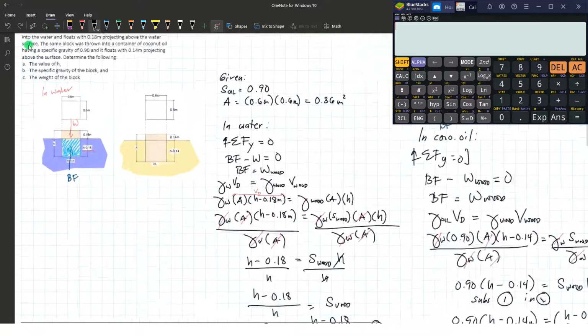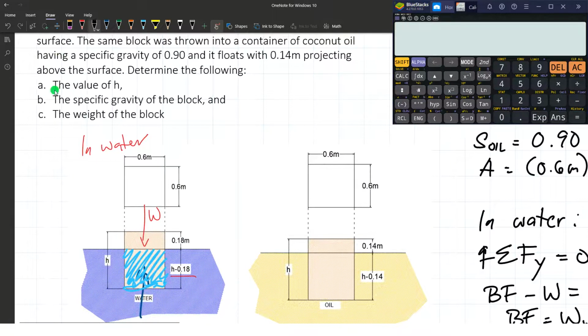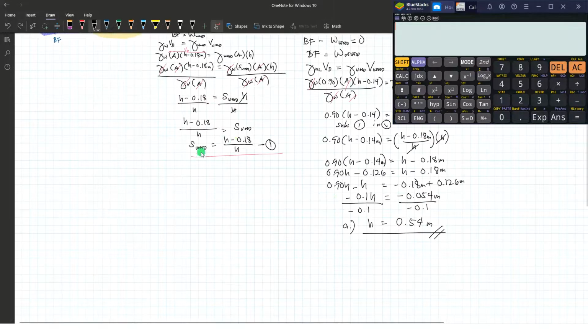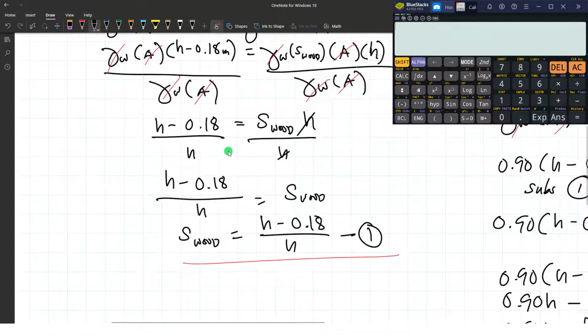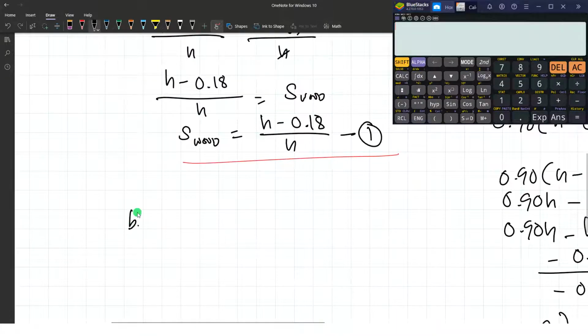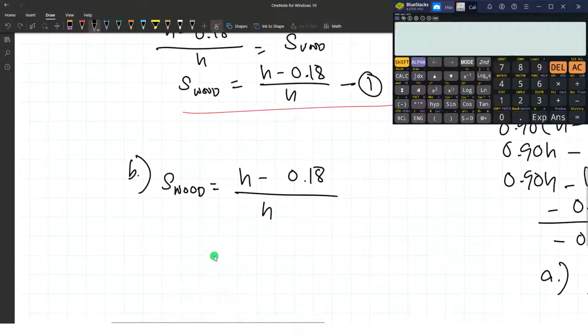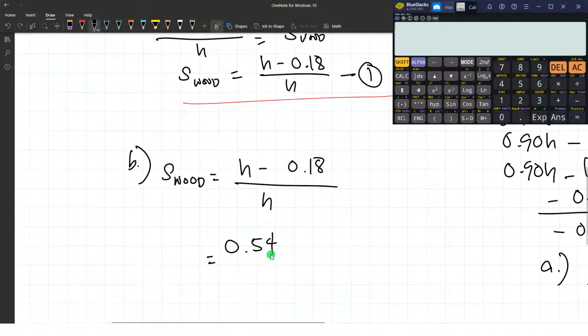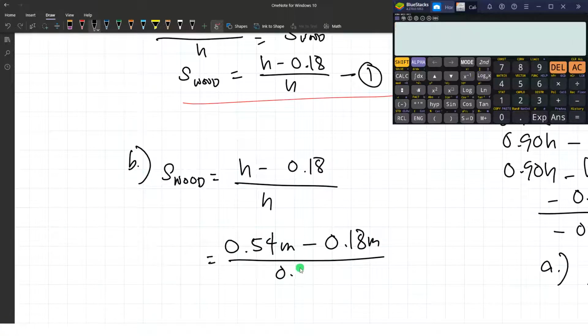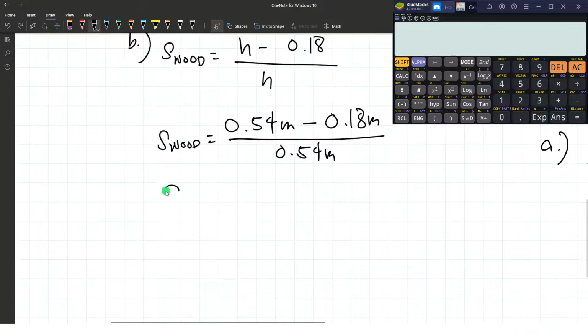For letter B, the specific gravity of the wooden block, we can now compute that since we already have H. So we can use equation 1 here for letter B. The specific gravity of the wood is H minus 0.18 over H. So we have 0.54 meters minus 0.18 meters, to be divided by 0.54 meters. That's your specific gravity of the wooden block.